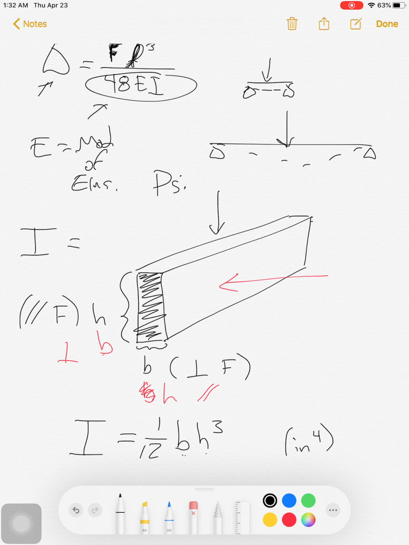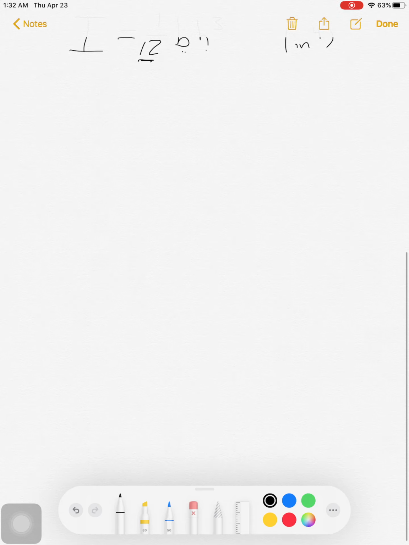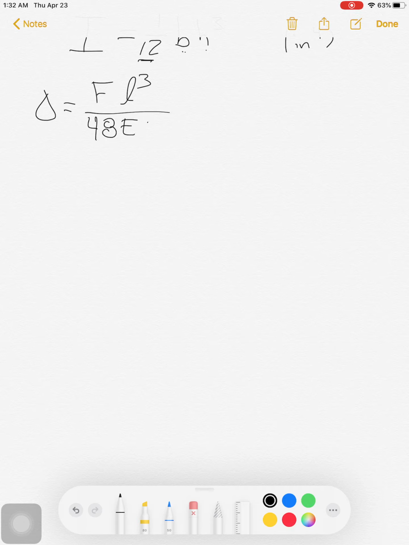And the reason that we have this weird fraction here, this 1/12, actually has to do with calculus and integrating numbers and things like that. We're not going to get into that here in this class. I don't think many of you guys have had calculus yet. So let's go ahead and look at the last part of this equation. So we said that the deflection was the force put on the beam times the length cubed over 48 EI.